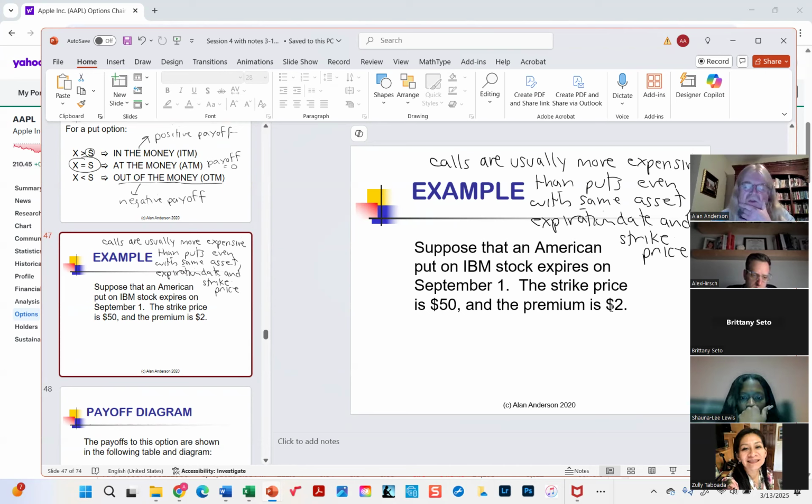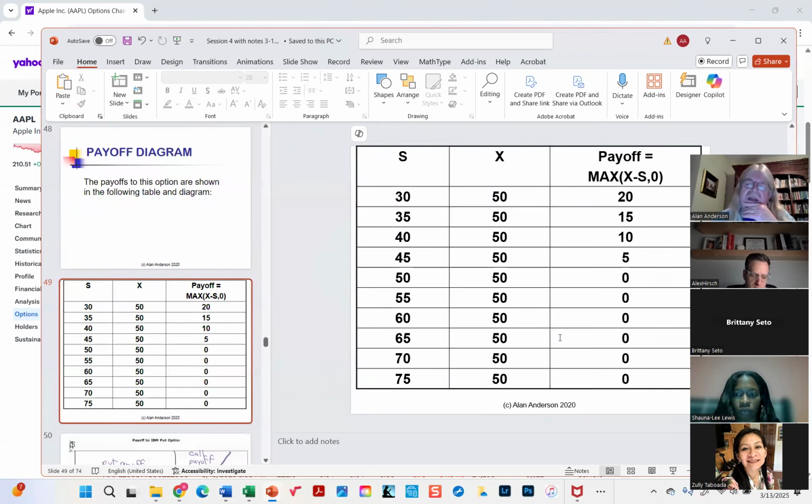Now, we'll see later on when we start talking about the Black-Scholes model that it's normal for calls to be more expensive than puts. Okay. We'll see why at that time. But here's the payoff. Here's the calculations for the payoffs. And what's different here is that we have the maximum of X minus S and 0.